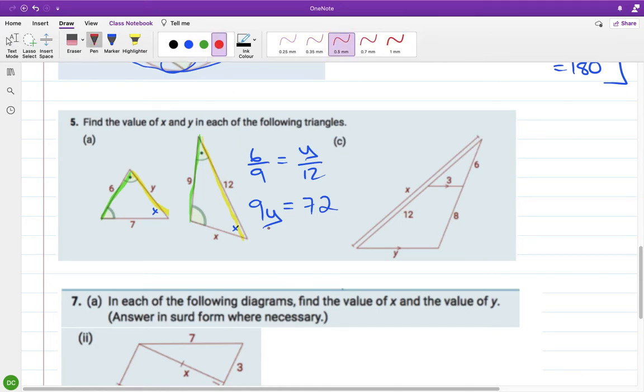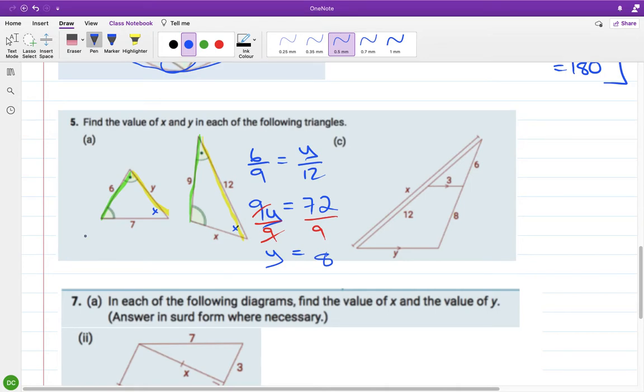And then I have to divide by 9, and 72 divided by 9 is 8. That means y is 8.